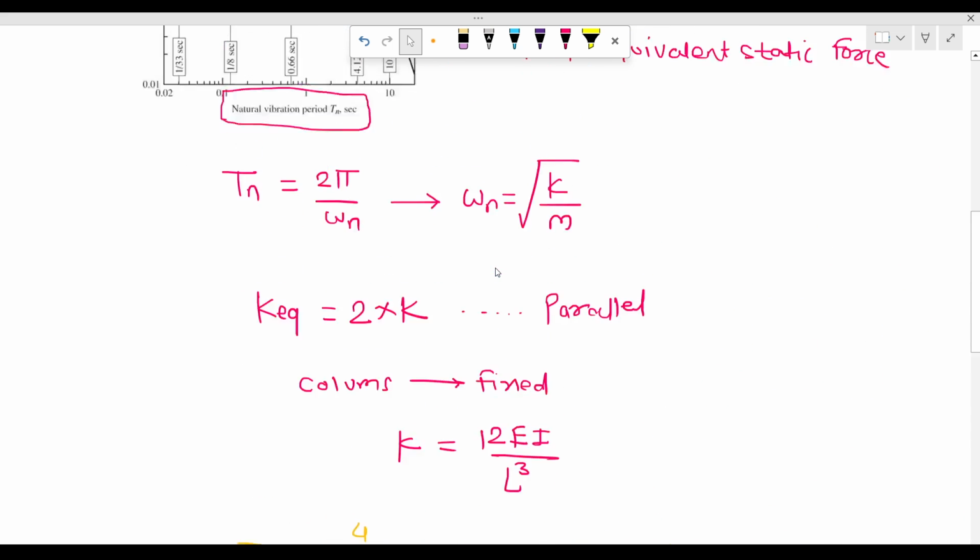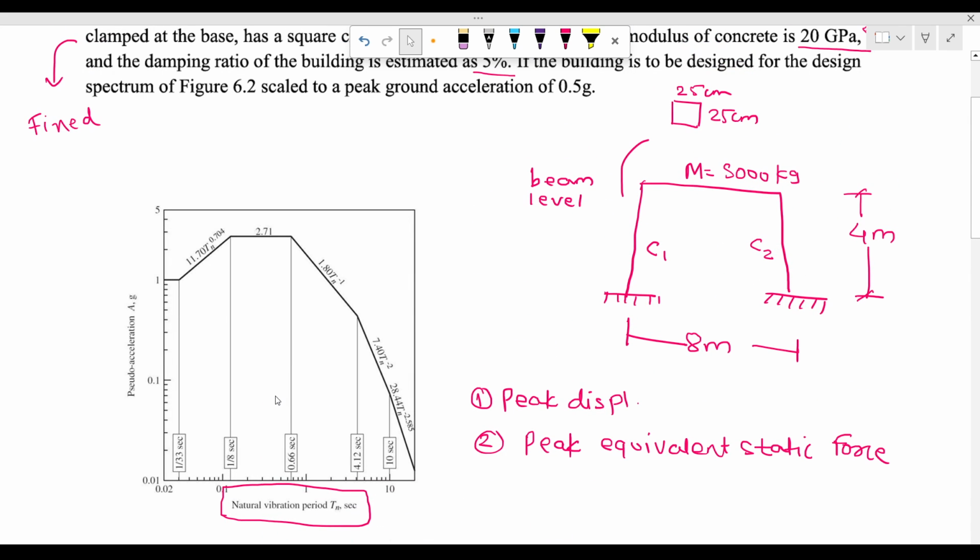Now we can use this response spectrum, right? Our time period of this frame is 0.2843 seconds, right? So where will it be? So we have to use this chart. So here it is 0.66, right? Here it is 1 by 8. So surely this value will range between these two values, right?